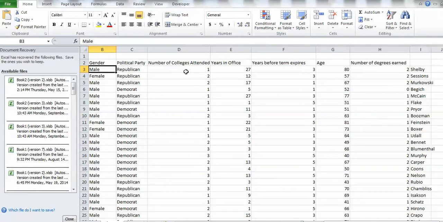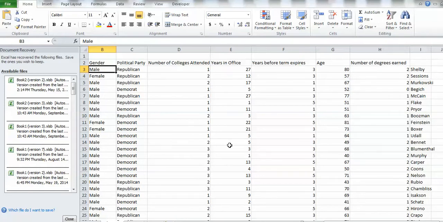And a correlation can be positive or negative. A positive correlation is something in which people who are higher on one thing tend to also be higher on something else. And it makes sense for older senators to have been in office longer, or at least that should usually be true. So it makes sense for there to be a positive correlation between age and years in office.